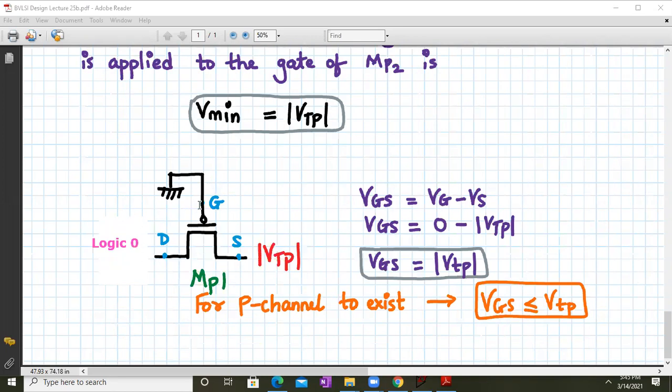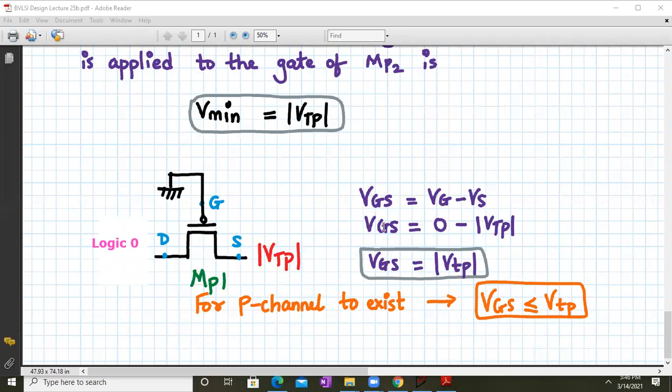Gate terminal is grounded, which is 0 volt. So what should be the source terminal voltage? Ideally, we would love to have a source voltage of 0, logic 0. But that doesn't happen because for a PMOS transistor to conduct, or for a P channel to exist, VGS has to be at least VTP, or a mod of VTP actually. So VGS value should be VG minus VS.